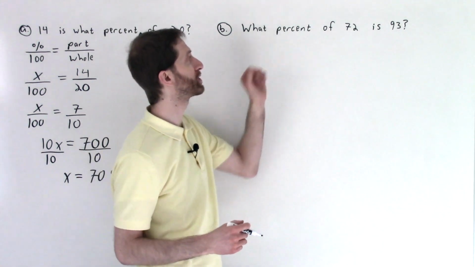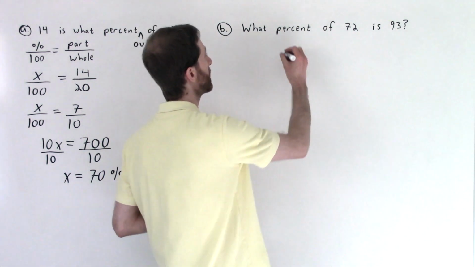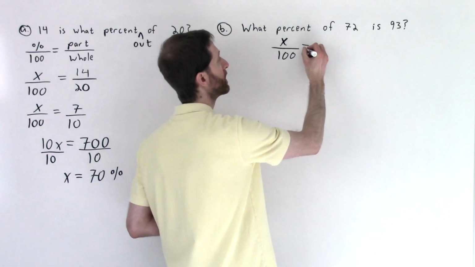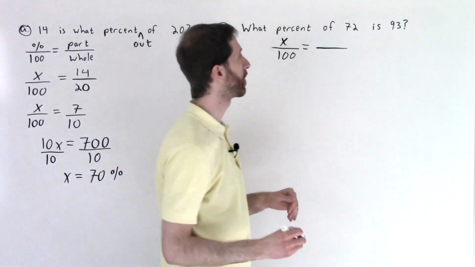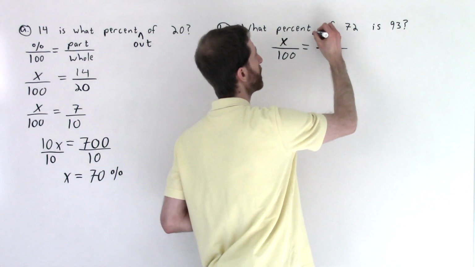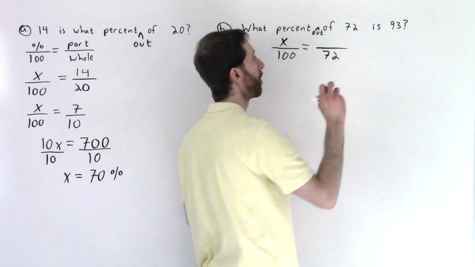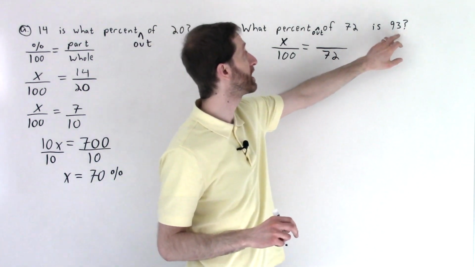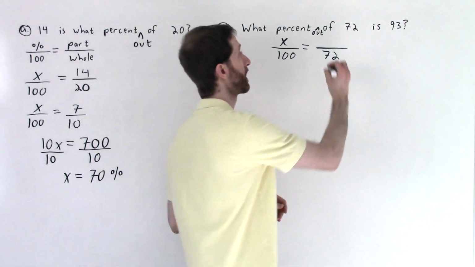We're given: what percent of 72 is 93? So again, we've got the "what percent," so that's a number out of 100, which is equal to the part out of the whole. Well, what's the part and what's the whole? We're saying what percent out of 72? Well, that's out of 72. So the whole is 72, is 93. Another way of looking at this is 93 out of 72 is what percent? So 93 is the part.